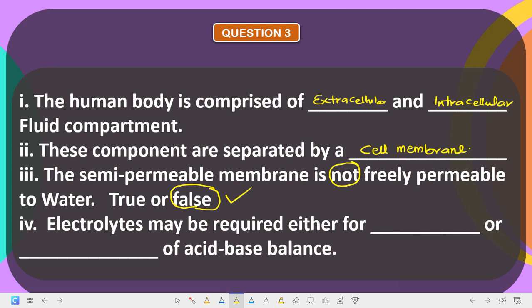Now the next one says electrolytes may be required either for. Now why do we need electrolytes in the body?